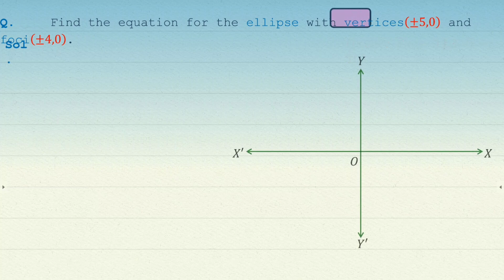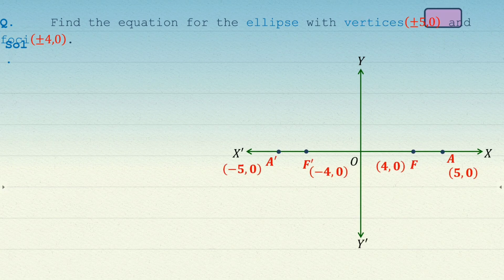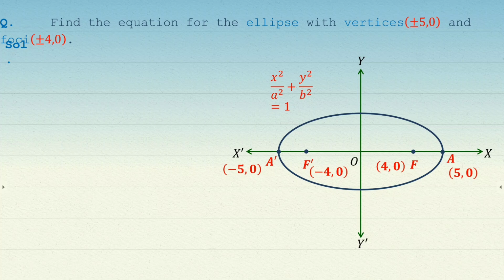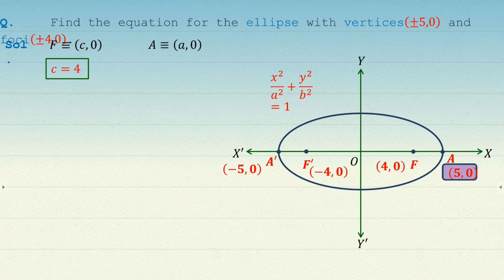So anybody got the answer, guys? Many people would have thought the major axis is the y axis, because in the last class I taught about the y axis. Yes, x square by 25 plus y square by 9 equal to 1. Very good. Okay.